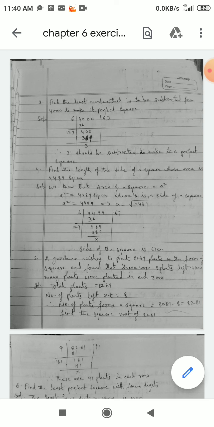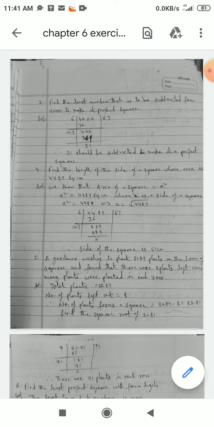Now divide 4489 into parts, 44 and 89. Now look at the nearest square number, that is 6 sixes are 36. 44 minus 36 is equal to 8. Now take 89 down, it becomes 889. Now 6 plus 6 becomes 12. Now 127 into 7 becomes 889. Remainder is 0. Therefore the side of the square is 67 centimeter.